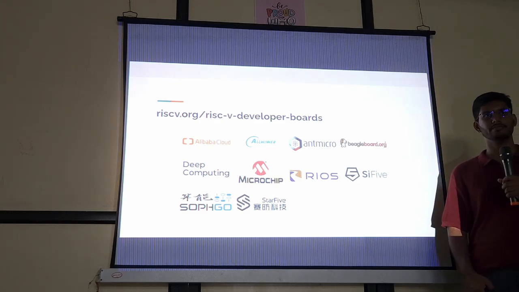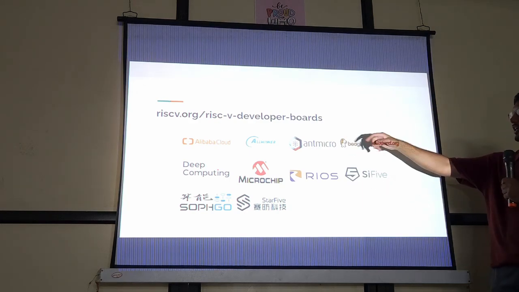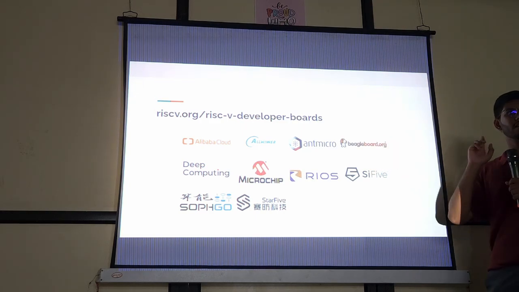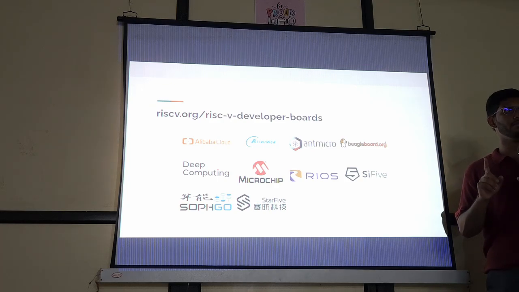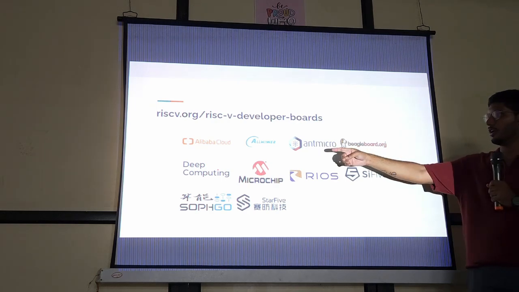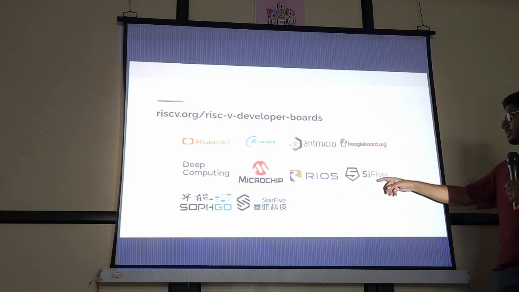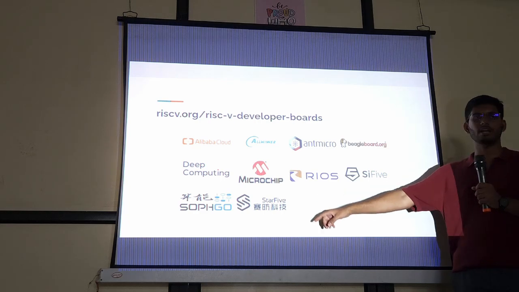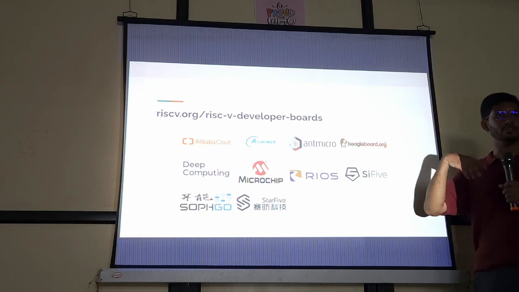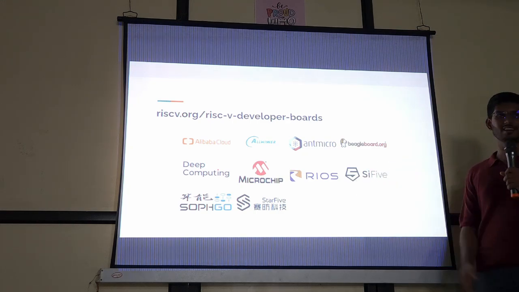A few members of this development boards program are Alibaba Cloud, Allwinner, Ant Micro, and BeagleBoard. BeagleBoard, basically, the first RISC-V based board, the BeagleV StarLight, was from the BeagleBoard Foundation. Then DeepComputing launched their laptop, the DC-ROMA II. Then Microchip is there, SiFive, Sophgo, RIOS, and StarFive. StarFive is the VisionFive 2 based board. They again have stock for it, so if you have an idea, you can try submitting to them and get a board from StarFive.